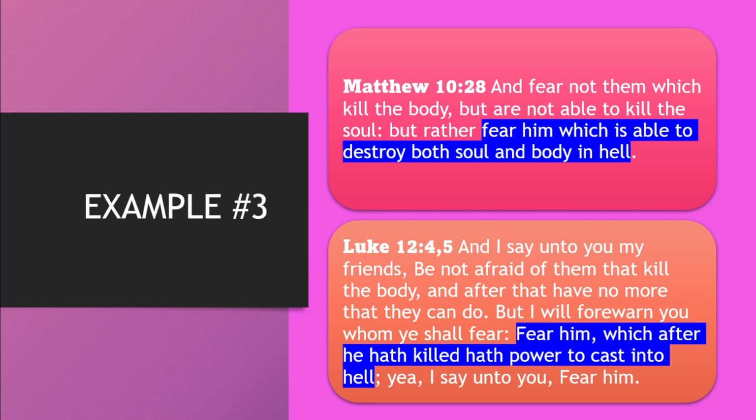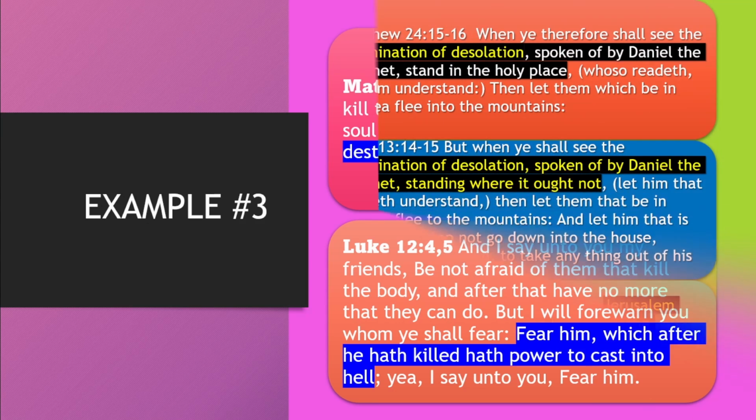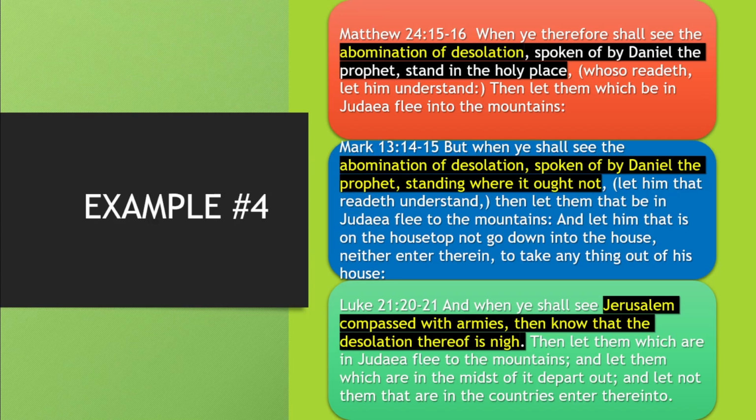All right. Let's look at example number 4. You realize here that there are 3 accounts of the same prophecy given by Christ. This refers to the abomination of desolation. In Matthew's account, we see the abomination of desolation stands in the holy place. In Mark's account, we see the abomination of desolation standing where it ought not, where it's not supposed to be standing.